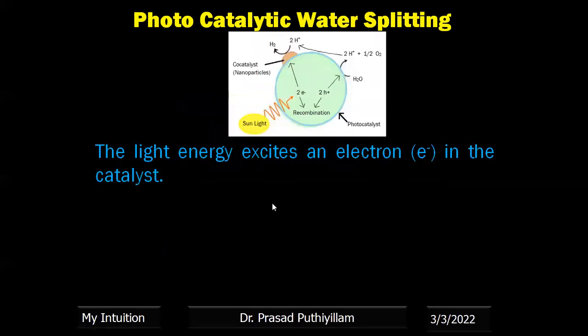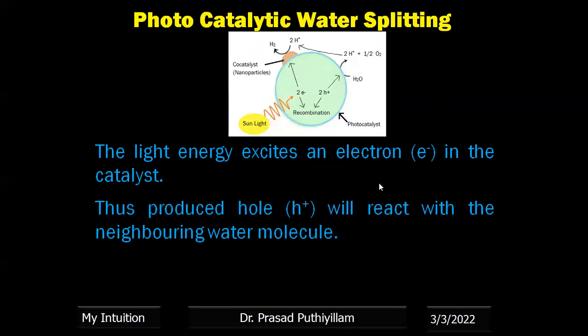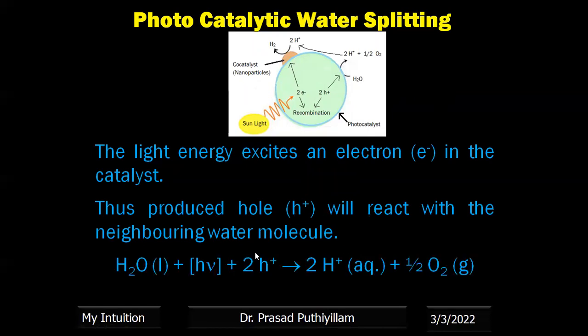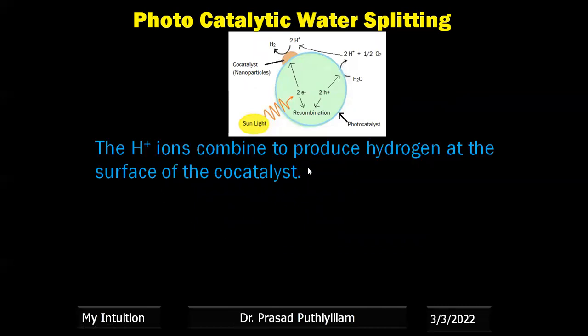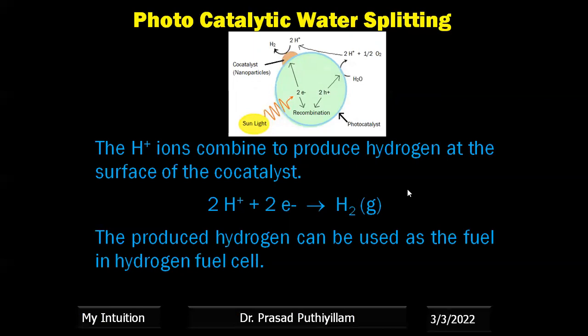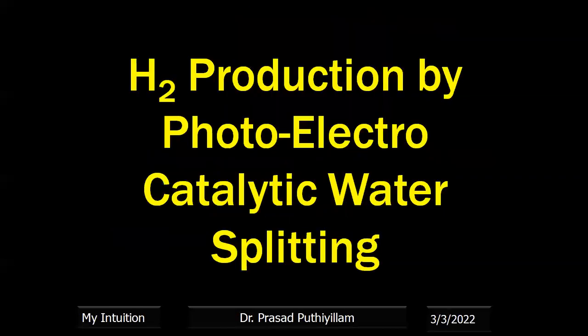Now the light energy excited an electron in the catalyst. This is the working of photocatalytic water splitting. The reaction involved, which produces a hole, will react with the neighboring water molecule H2O, which is in liquid form. It takes the sunlight energy h nu, and gives H plus proton plus oxygen. Now the H plus ions combine to produce hydrogen at the surface of the co-catalyst, that is 2H plus 2 electrons gives H2 gas. Now the produced hydrogen can be used as a fuel in hydrogen fuel cell.